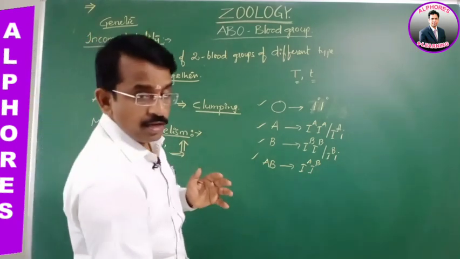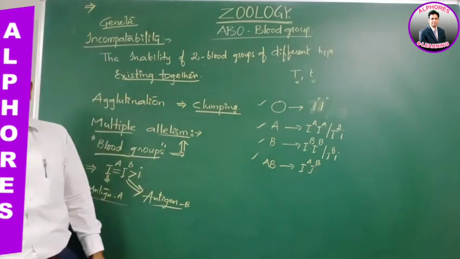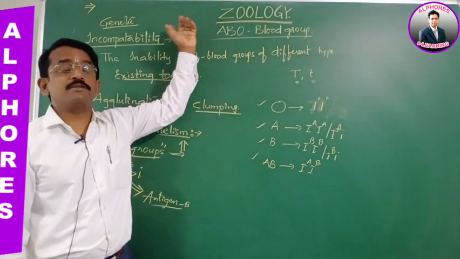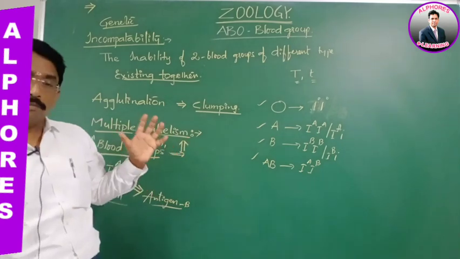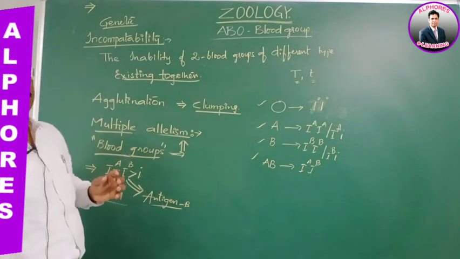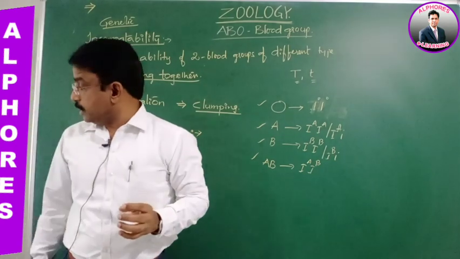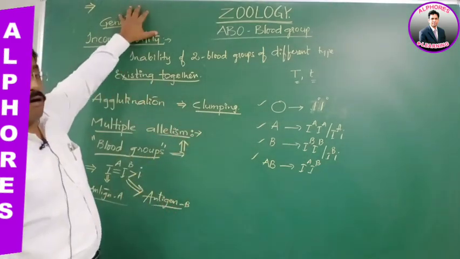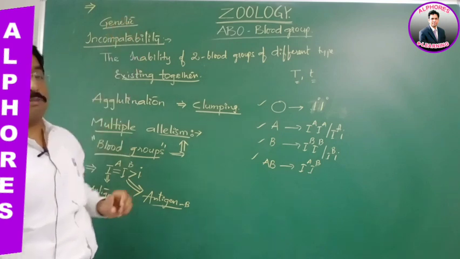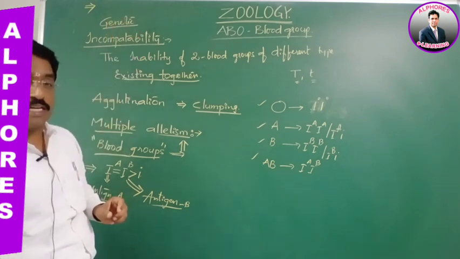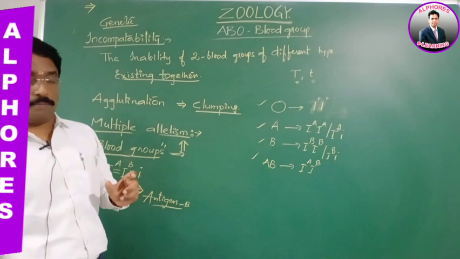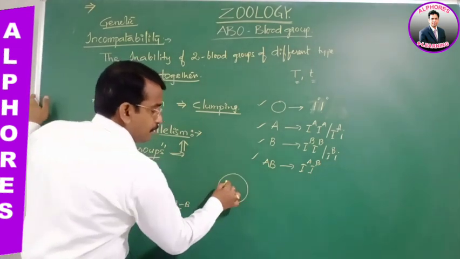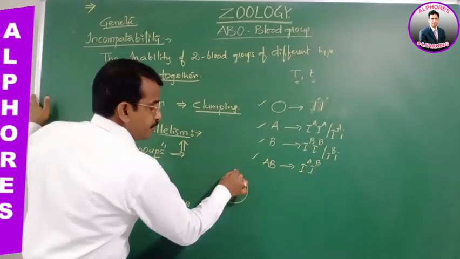Now we'll go for the further description of how the genotype and phenotype determine the A blood group. The A blood group is the one which has the A antigen on its RBC. It's a phenotype. The A blood group has RBCs that carry antigen A.